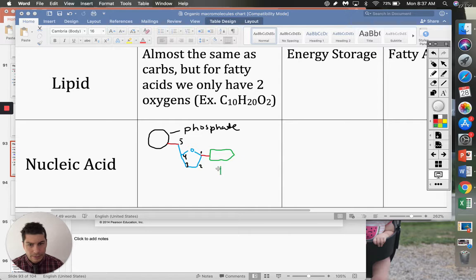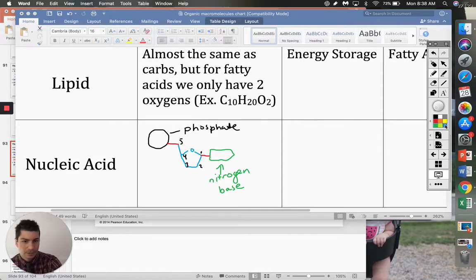And right here is going to be either our nitrogenous or nitrogen base, however you want to say it. I'm just going to write nitrogen base. And that's going to determine if it's going to be adenine, guanine, cytosine, thymine, that kind of thing.